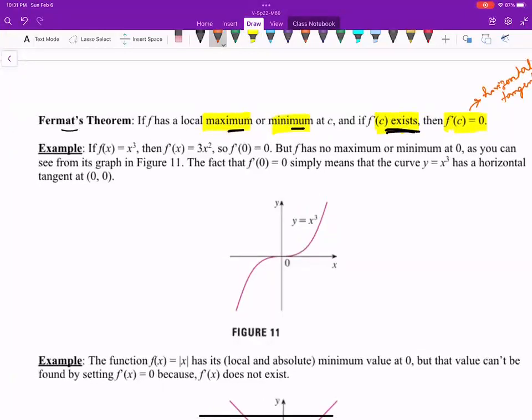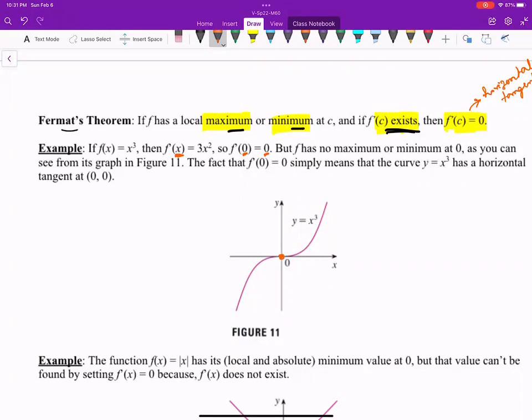If you look at this example, f of x equal to x cubed, the derivative is 3x squared. If you look at the derivative at the point 0, if you plug in x equal to 0, it is 3 times 0 squared, so you get the derivative equal to 0. Even though the derivative is equal to 0, at that point 0 in this graph, there is no local max or local min there. It only says that there is a horizontal tangent there.